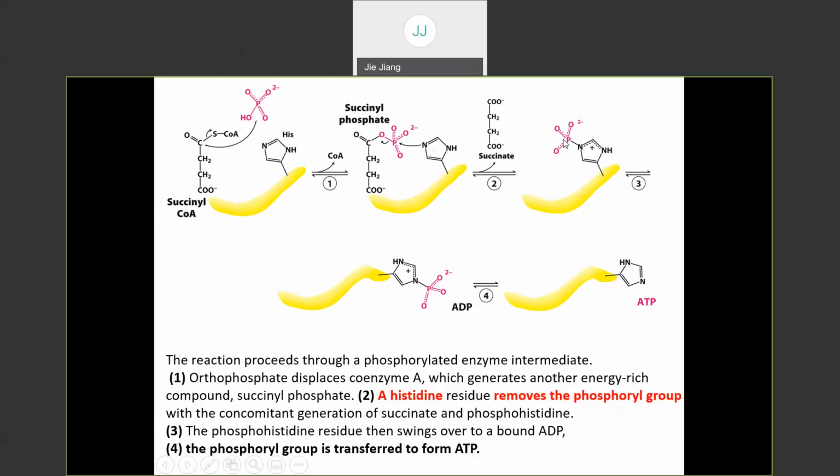And it will transfer, or pass, this phosphate ion to ADP and then form ATP. So it grabs phosphate from this succinyl phosphate compound, and then it passes this phosphate ion to an ADP to form ATP. Okay, so then another cycle starts.